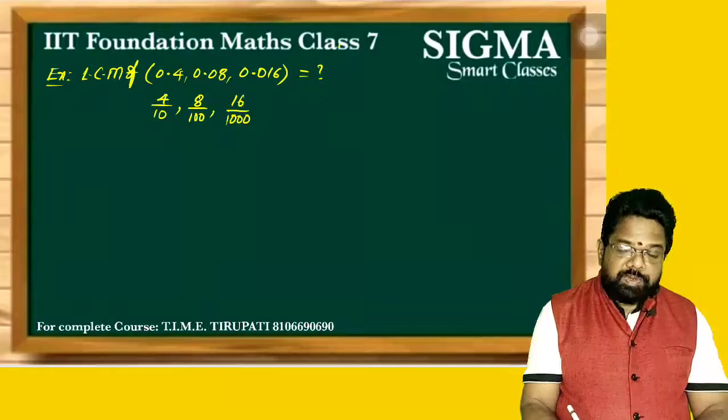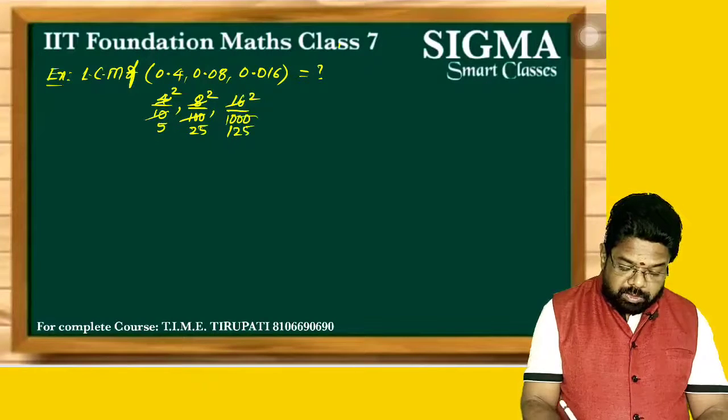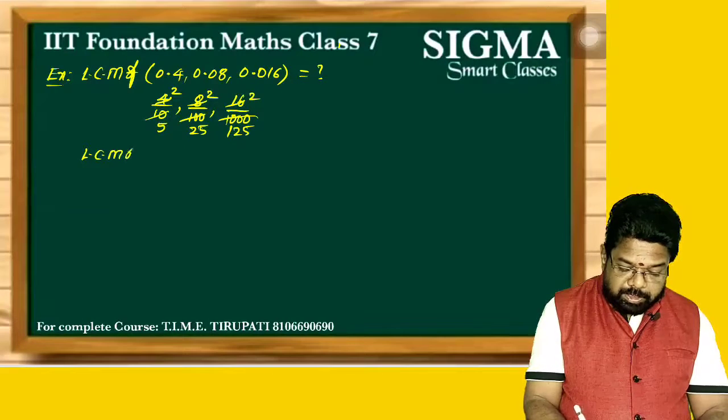So 4 by 10, first fraction, the common factor is 2, both are divisible by 2, so 2 2s, 2 5s, gets cancelled. Now for the second fraction, the common factor is 4, 4 2s, 4 25s, so 2 by 20. Now for the third fraction, the common factor is 8, 8 2s is 16, 8 125s is 1000. Now what are the fractions here? For those fractions we have to calculate the LCM now.